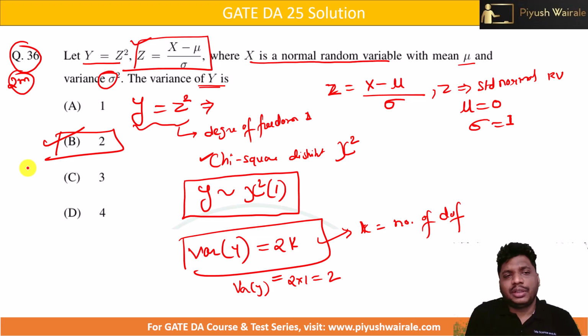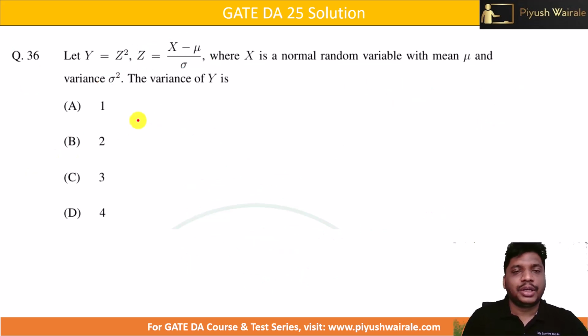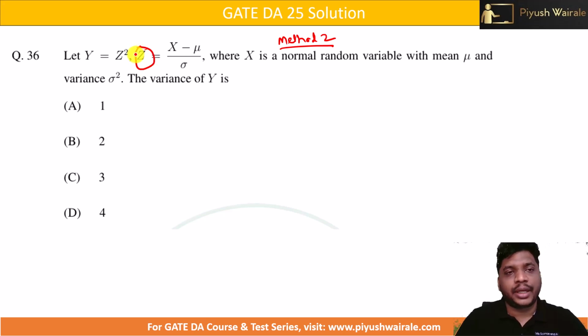So in this way you can solve this question if you understand the concept of chi-square distribution. But suppose you don't understand the chi-square distribution, let's try to solve this question in an alternative manner. Second method. We know that z is a standard normal variable, having mean 0 and deviation 1.